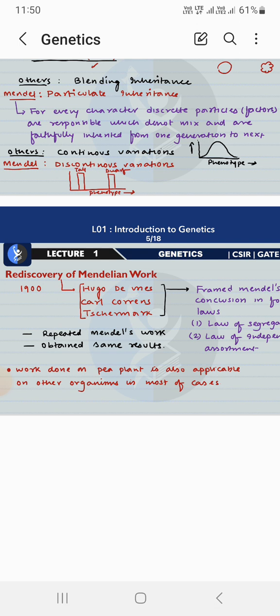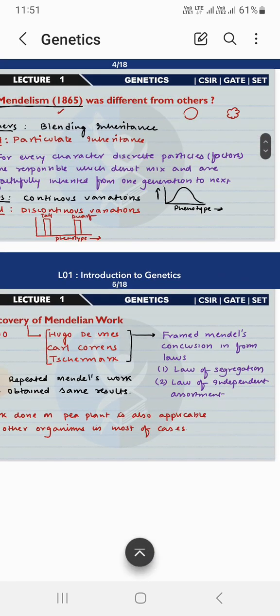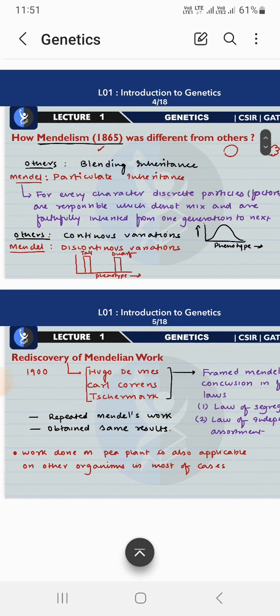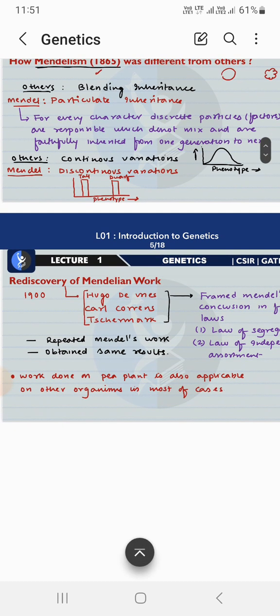If we take the example of plant height, he said that the plants in the F1 generation will be either tall or dwarf. So there are two possible results: one is tall and the other is dwarf. There is no intermediate character showing in the F1 generation. This is what Mendel believed.